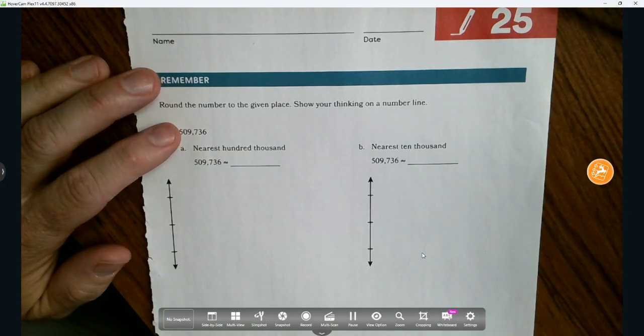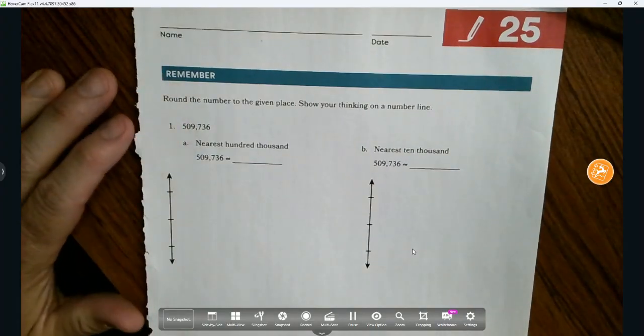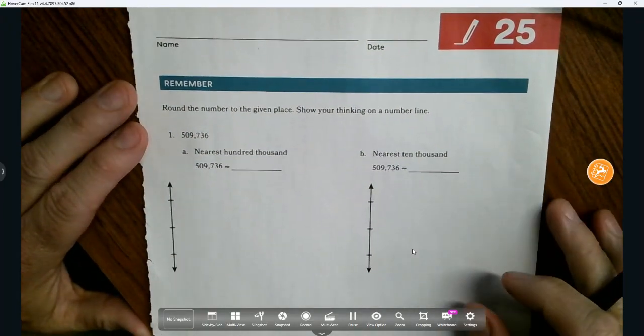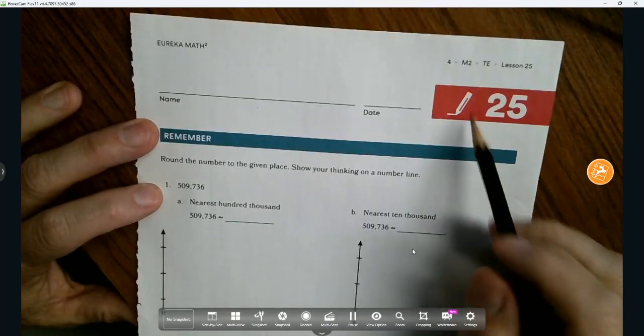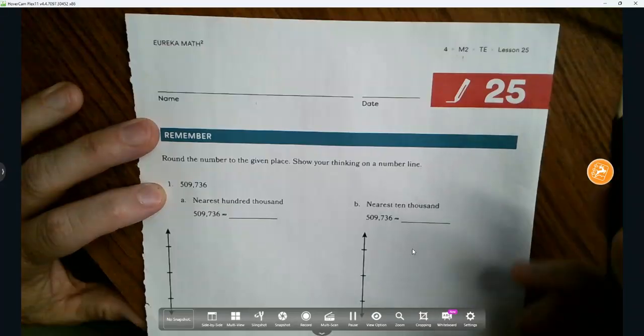All right, Eureka math. Eureka. I'm trying to put too many words together. Let's try it again. Eureka Math Squared, fourth grade, Module 2, right there, M2, Lesson 25.